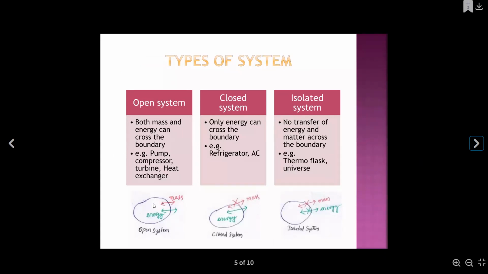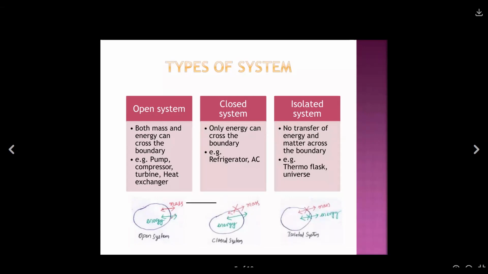Look at it here. In this, we see that we have our energy here and we have mass. So we can now see clearly from here, mass and energy can leave the system as well as enter the system at the same time. So there is an exchange between the system and the surrounding of matter and energy. Examples of this are a pump, a compressor, a turbine engine, and a heat exchanger. These are typical examples of an open system.